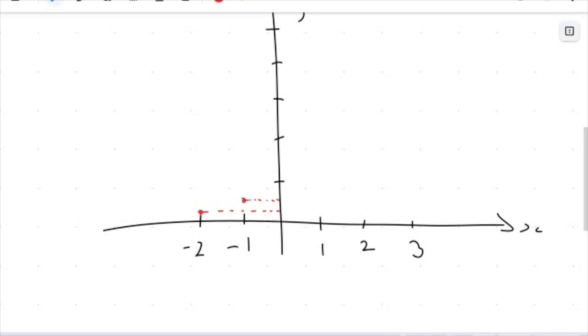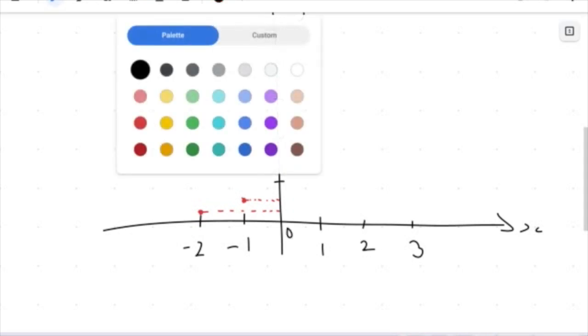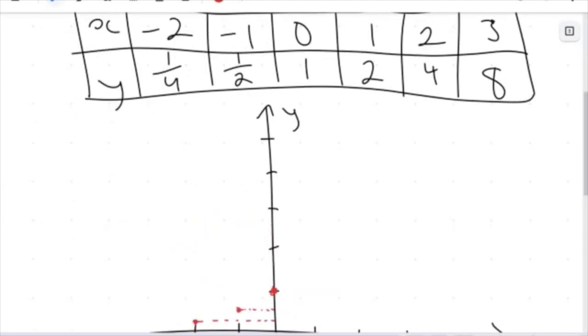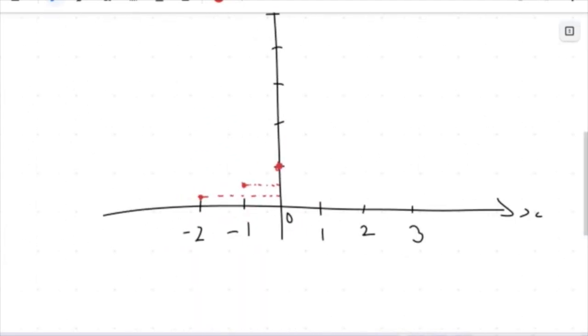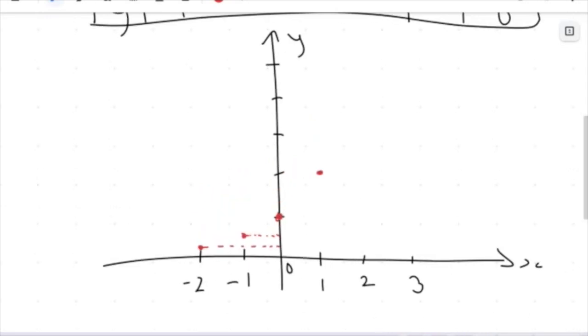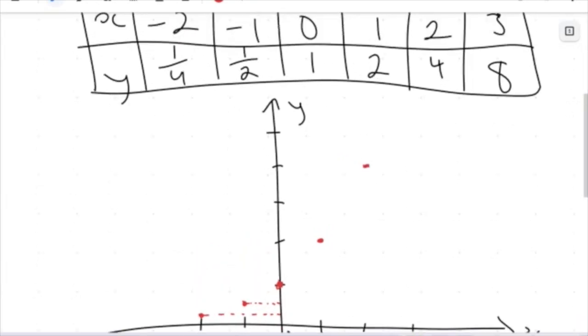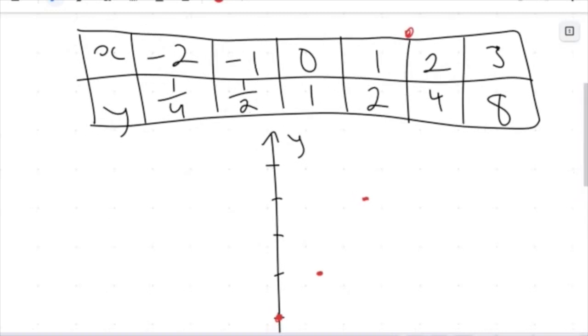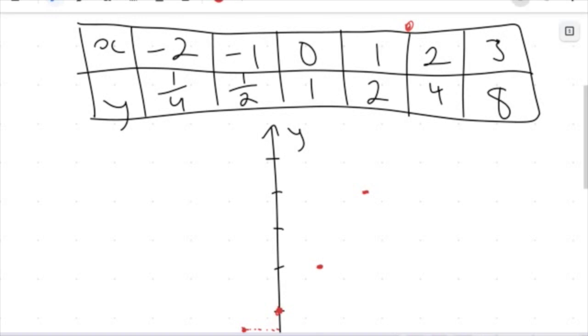Here we go. When x equals 0, I get a value of 1 for y. When x equals 1, I get 2. When x equals 2, I get 4. So 1, 2, 3, 4 up here. And then when x is 3, I get 8, which is all the way up here or something like that.